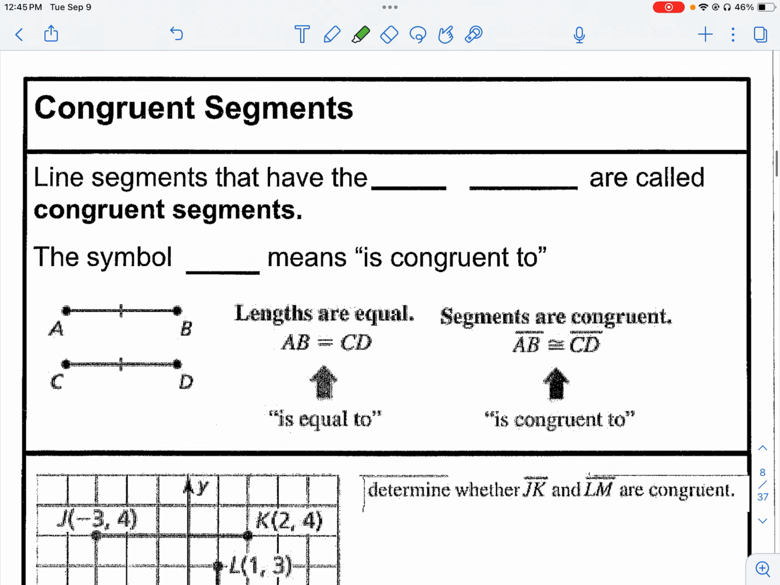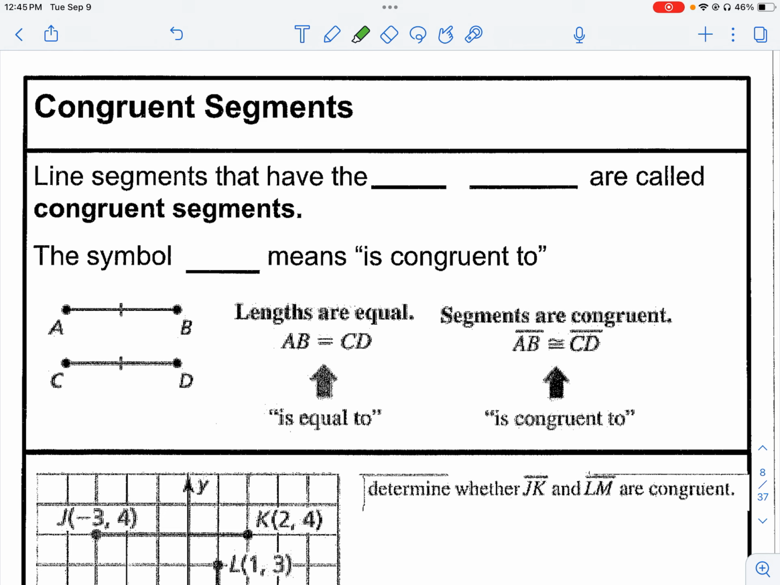Congruent segments. So line segments that have the same length are called congruent segments. And an equal sign with a little squiggle on top means is congruent to.